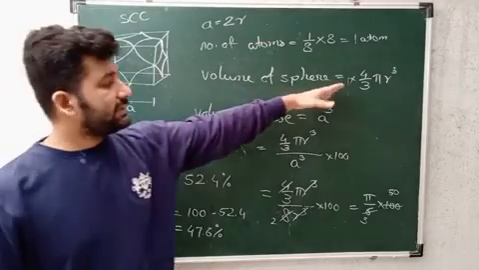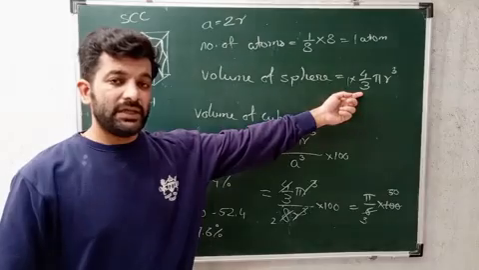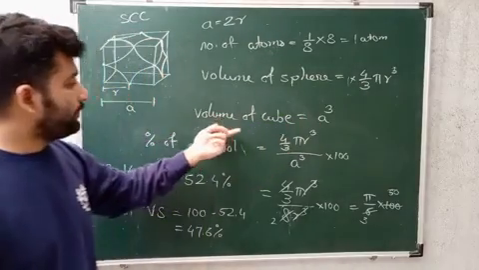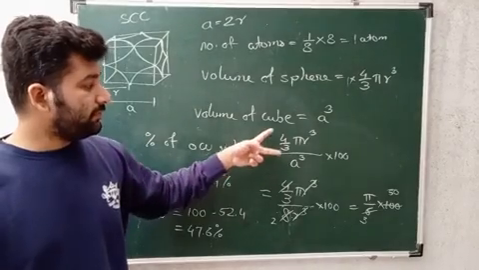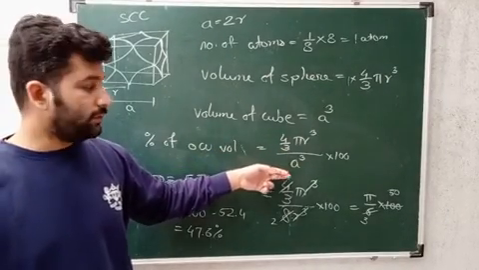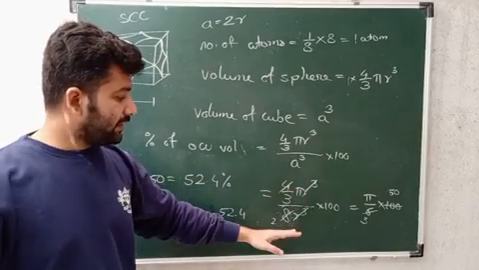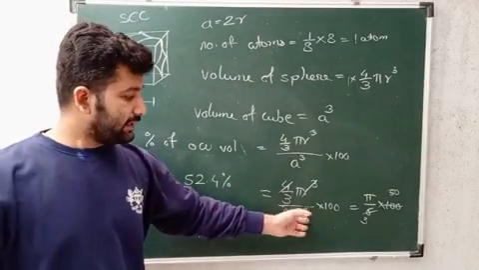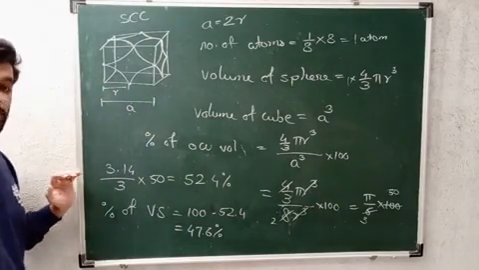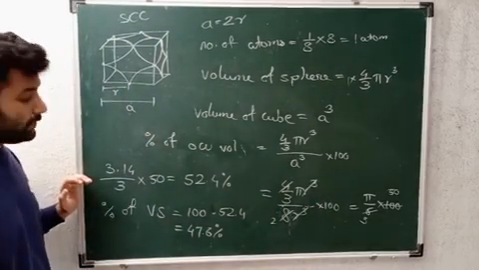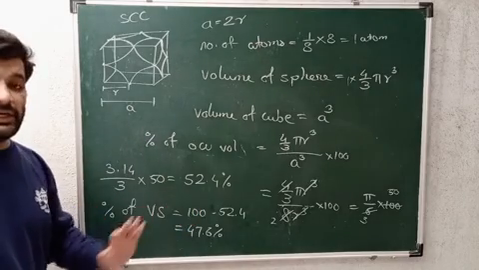For that we need spheres. There is one atom, so we multiplied it by 4 by 3 pi r cube. Next, volume of cube we all know is A cube. To find the percentage of occupied volume, we divided the occupied volume by total volume into 100. So substituting the value of A, dividing the common terms, and doing the log calculations, we get the percentage of occupied volume. Then to find the percentage of void space, we subtracted that from 100.